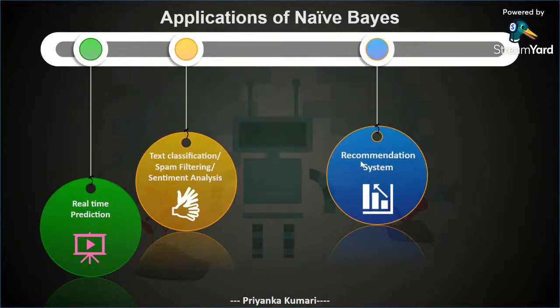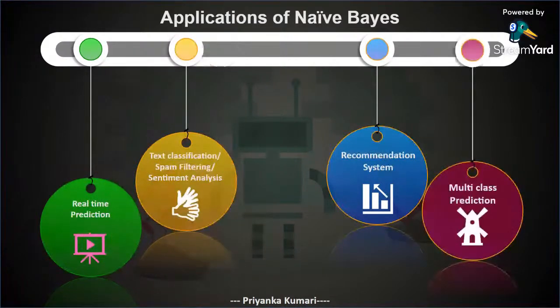Then the next application is the recommendation system, whether it is to recommend a movie to a user, or to recommend a product to a customer. Naive Bayes is used with collaborative filtering to filter out the data. It can also be used for multi-class prediction, and it always gives good accuracy on it, as we have seen in the advantages of naive Bayes.